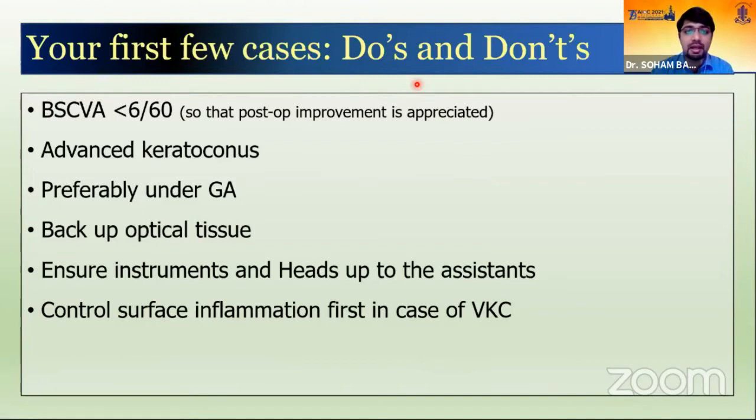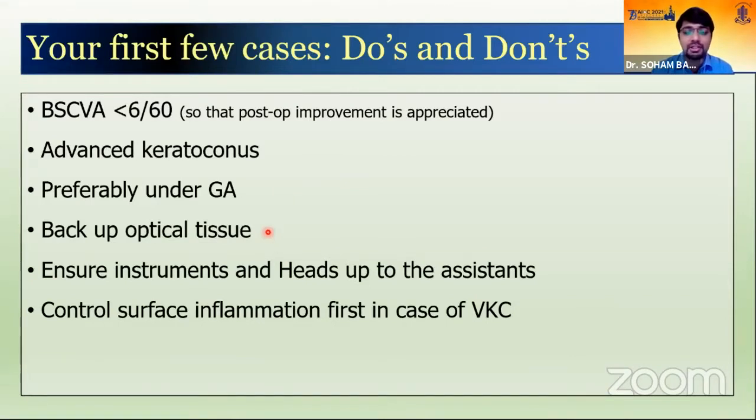And what will be the ideal case to begin with? So choose someone who has less than 6-6 vision so that the post-op improvement is appreciated by the patient. That's very important. Pick someone with advanced keratoconus with poor contact lens fitting, preferably under general anesthesia. These cases initially tend to be quite long, more than an hour, and you don't want the patient getting jittery on the operation table. So preferably under general anesthesia.